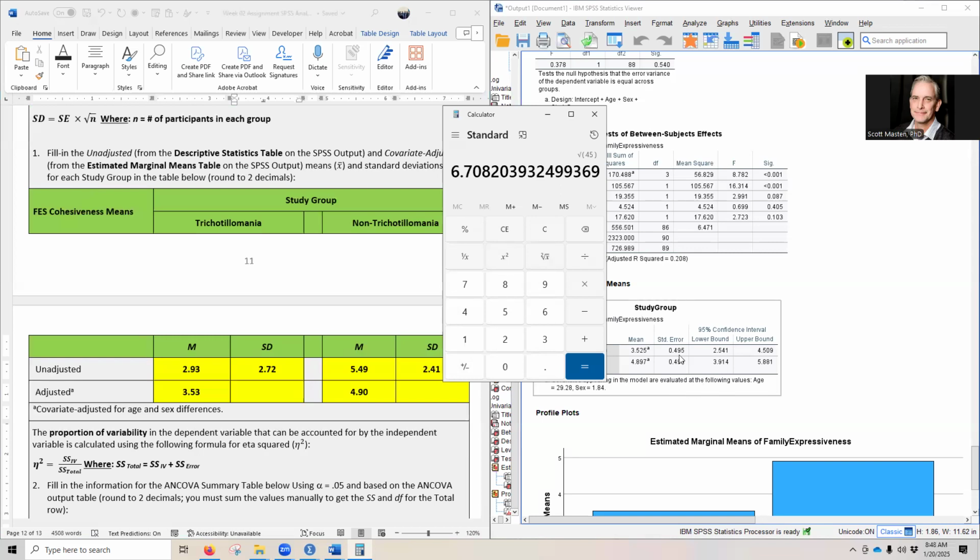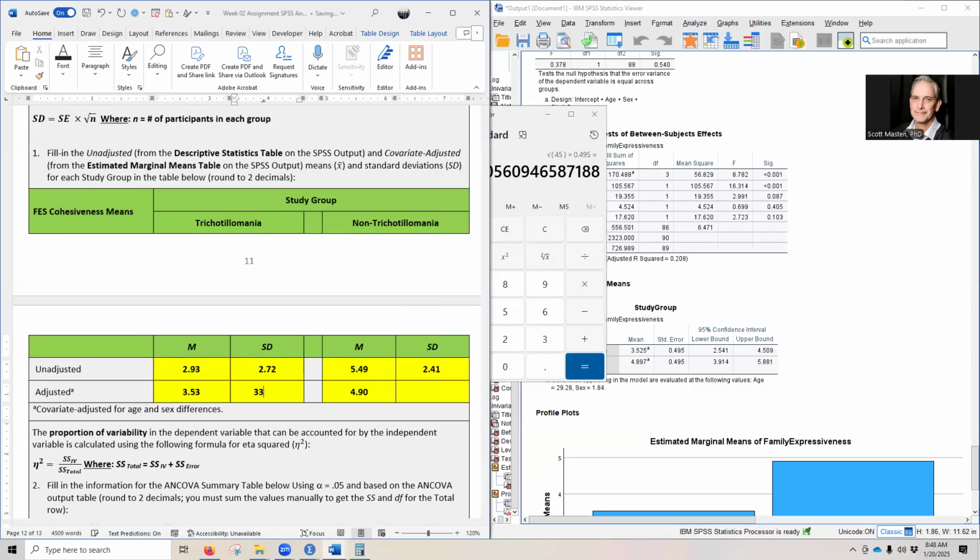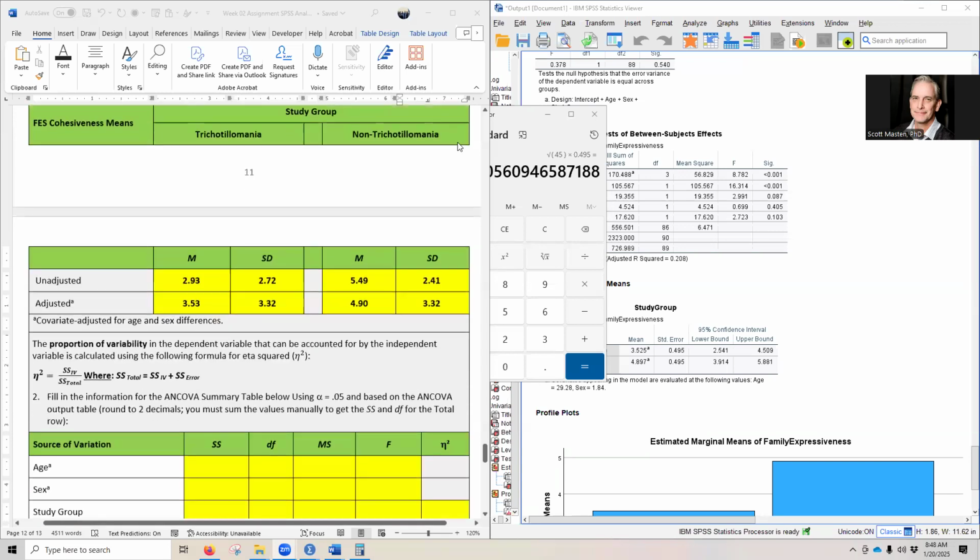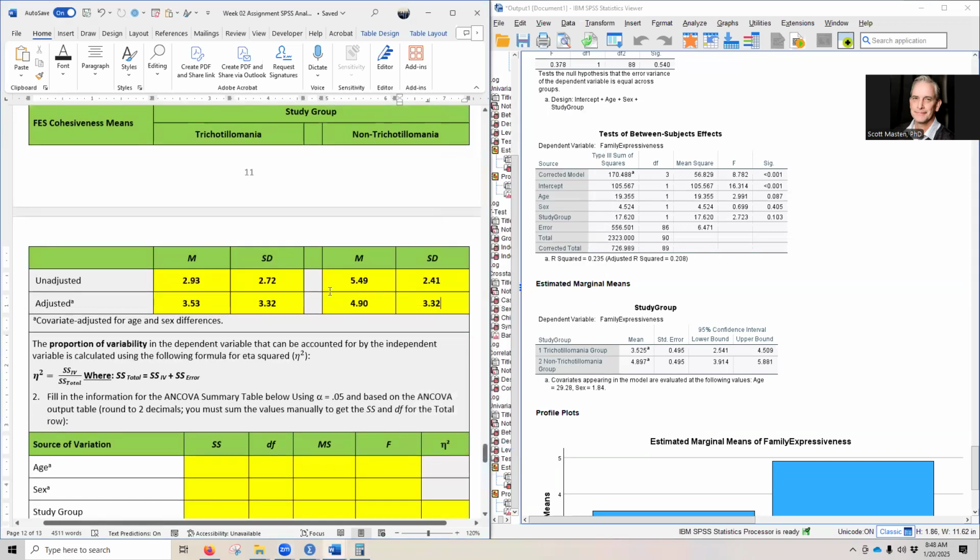We need to multiply it now by the standard error, which is right there. So times 0.495. And that's it. I get 3.32, and 3.32. All right, that could have been a lot worse.